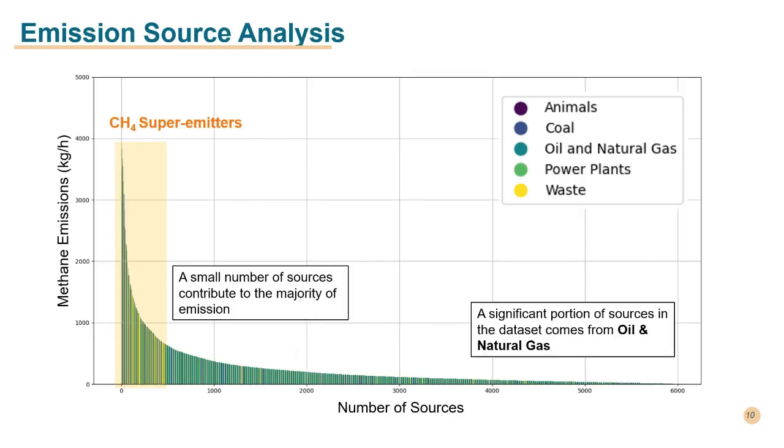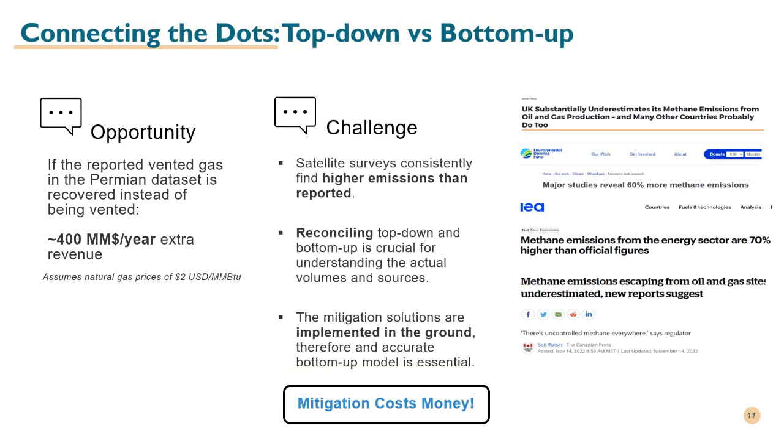Further analysis of the data showed us that there are super-emitters. A small number of sources contribute to the majority of the emissions. A significant portion of these sources are in the oil and gas database. In order to mitigate these emissions, top-down and bottom-up must be reconciled. Opportunities are there. If the reported vented gas in the Permian dataset is recovered instead of being flared, about $400 million per year of extra revenue can be acquired, assuming a natural gas price of $2 per million BTU.